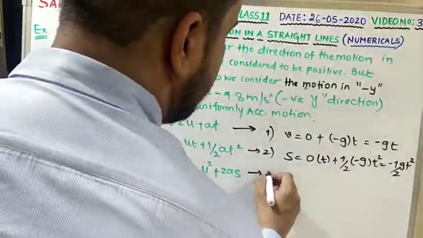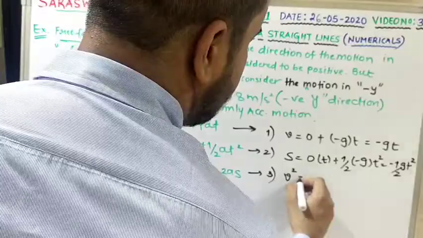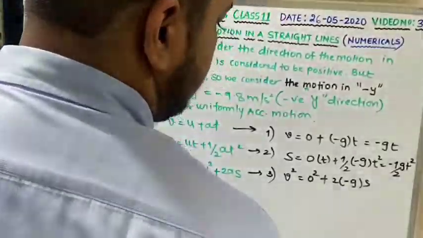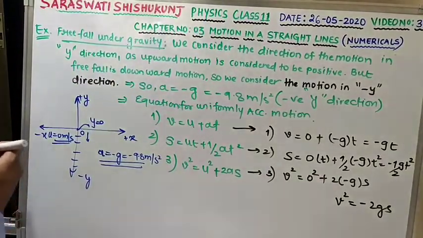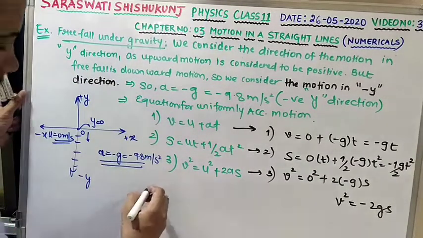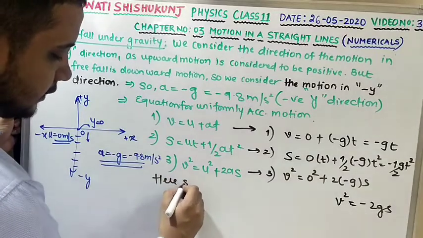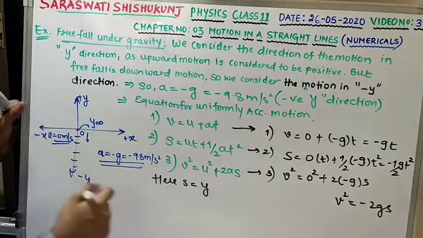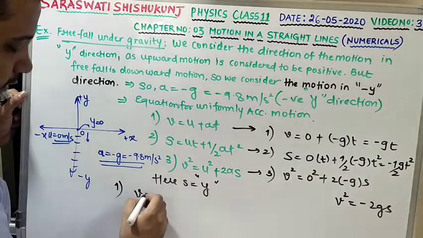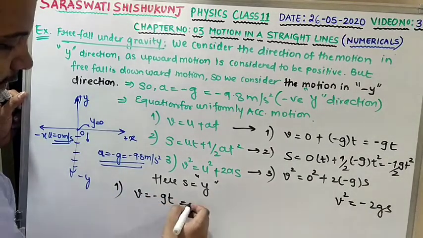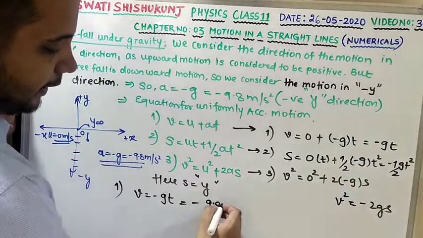Till this clear? And for the third equation, I can write v square is equal to 0 square plus 2a, minus g into s. So my equation is going to be what? My equation v square is equal to minus 2gs. Till this clear? Three equations. Okay. These three equations I can write here. S is nothing but what? y. We have taken letter y. I can substitute in the very first equation, that is v is equal to minus gt, that is equal to minus g value 9.8 t.